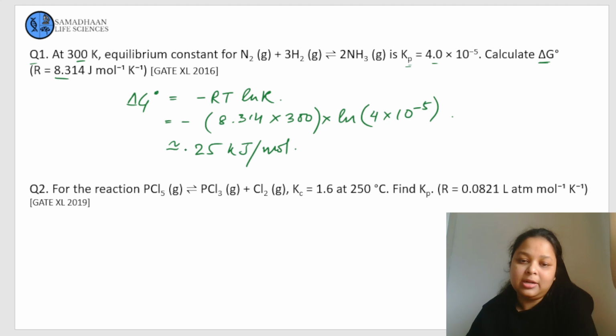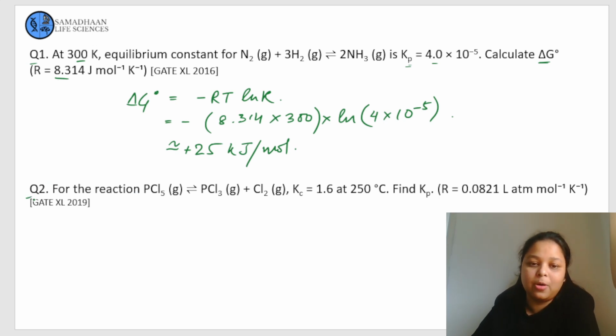Now see here that 25 kilojoule is a positive value. That means this reaction is not spontaneous. In reality also, industrially, for the production of ammonia by this process we need high pressure and catalyst. So the value matches with the condition.